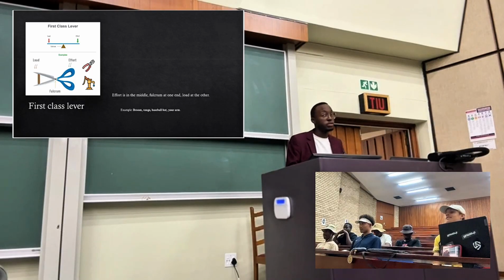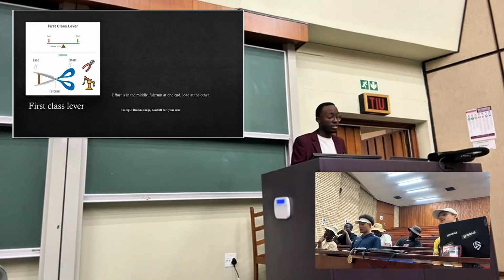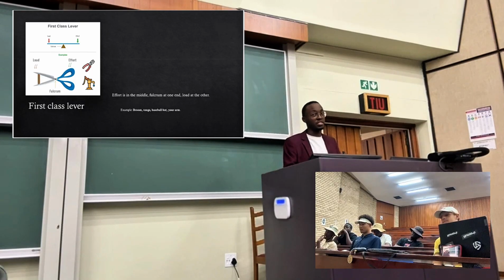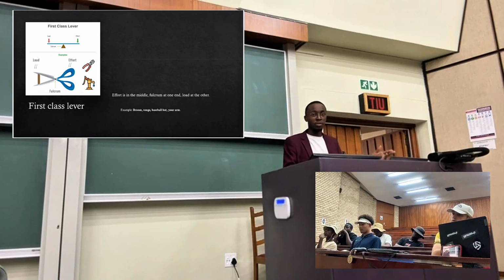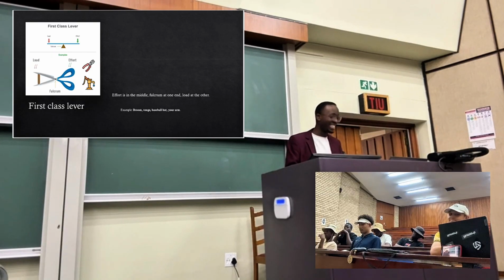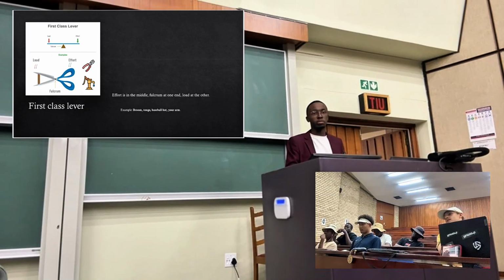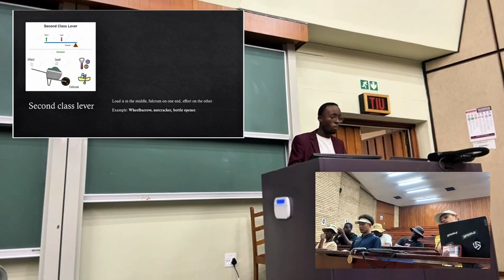Here's one example that you may not have thought of. It might be in your pencil cases, but a pair of scissors, because the load is where the handle is. The fulcrum is where the little joint piece and the screw is, and then the load will be the paper that you're cutting, or whatever you're cutting.